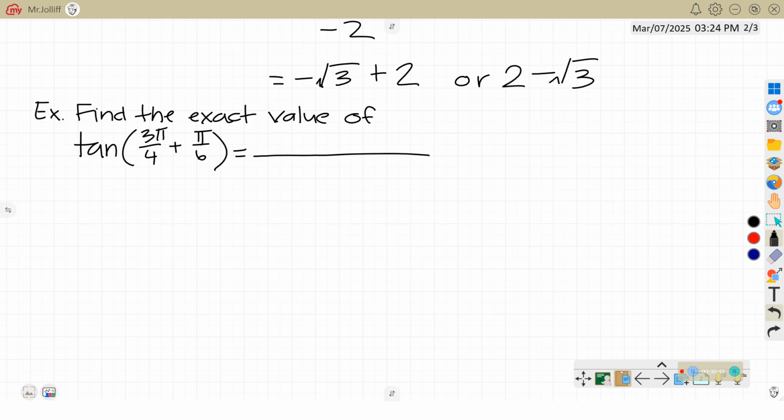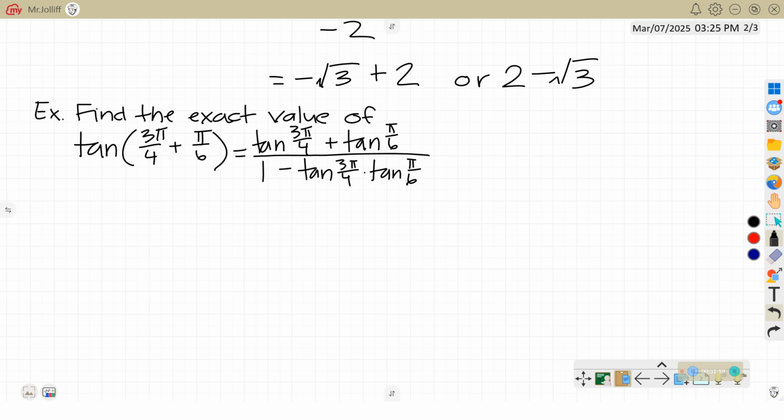I know the sum formula for tangent has the same operation in the top plus, opposite operation in the denominator, minus. I know in the top it's tan plus tan. So tan of 3 pi over 4 plus tan of pi over 6. In the bottom, it's 1 minus, and then those two things multiplied together: tan 3 pi over 4 times tan pi over 6.